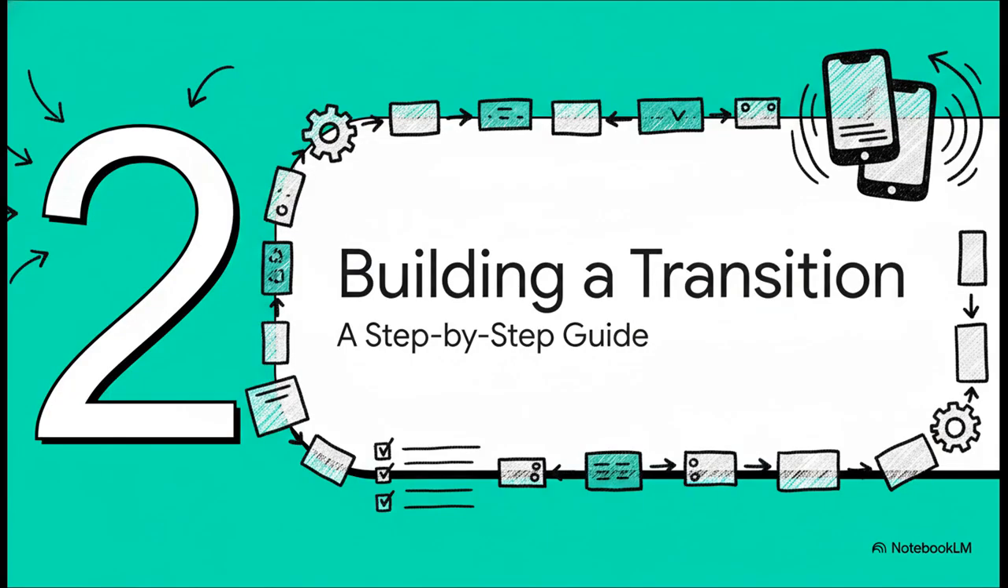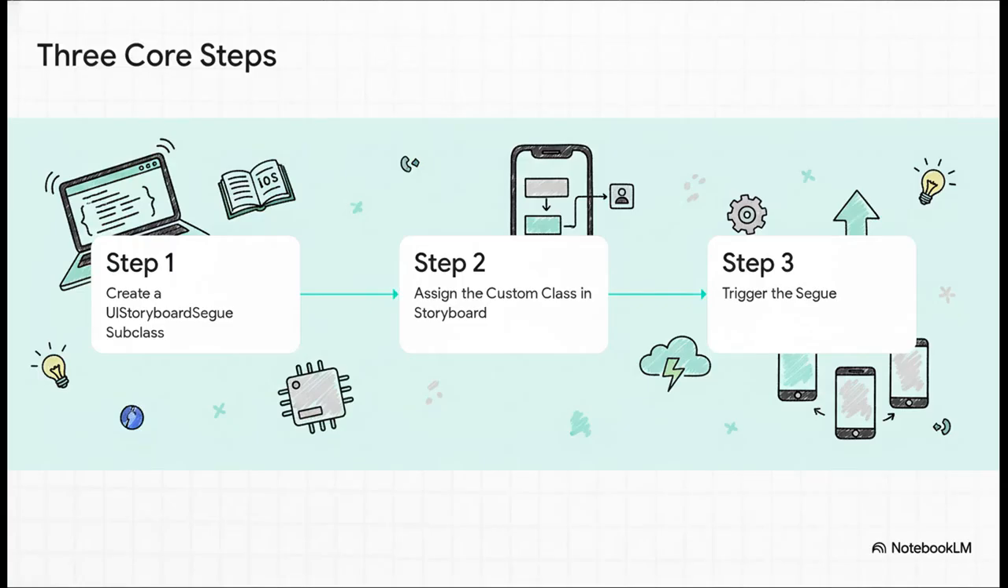Okay, so how do we actually build one of these things? It might sound kind of intimidating, but I promise you're going to be surprised at how straightforward it is. Let's walk through it step by step and create our first custom transition. It all boils down to just 3 core steps. Seriously. First, we create a new subclass in our code. Second, we tell the storyboard to use our new class. And third, we just trigger the segue. That's it. That's the whole shebang.